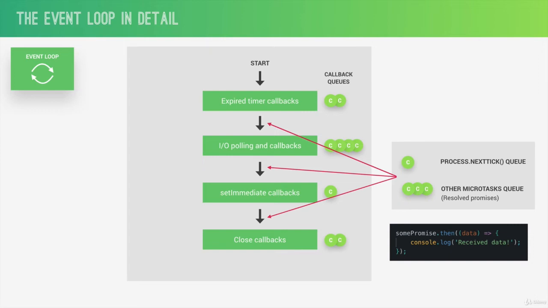So in this case, the promise callback will be executed right after the one from the timer finishes. Okay? And the same logic also applies to the next tick queue, which we didn't talk about yet. So basically, process.nextTick is a function that we can use when we really need to execute a certain callback right after the current event loop phase.